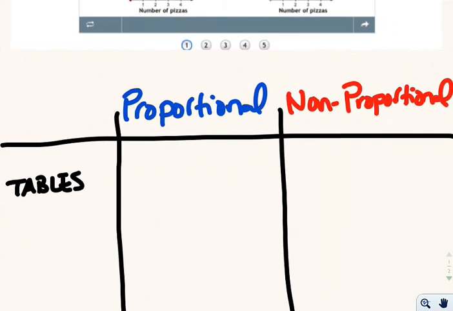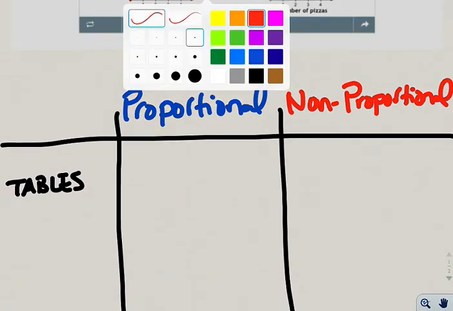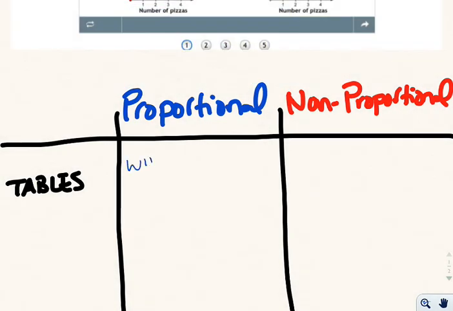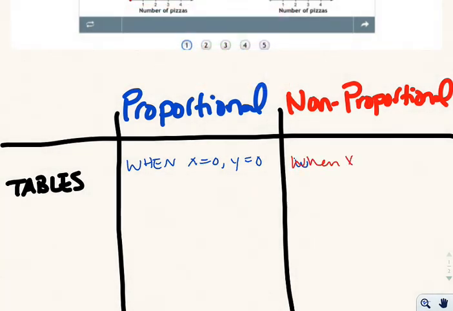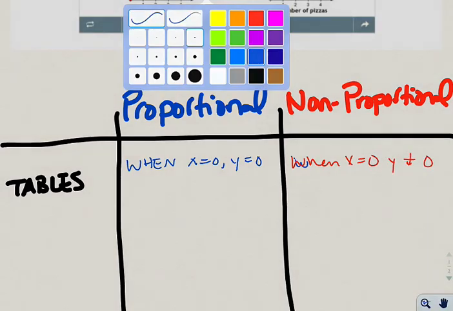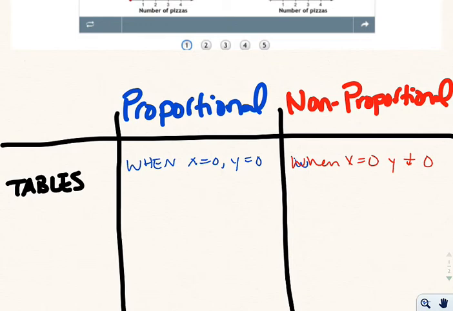So if we drop down to your notes, if you will, the way we can tell a proportional relationship on a table is when x equals 0, y equals 0. And on a non-proportional side, when x equals 0, y does not equal 0. Now, if you're taking good notes, you should have an example here. If that's x, that's y. If that's 0, that's 0. And then from there, it doesn't really matter.